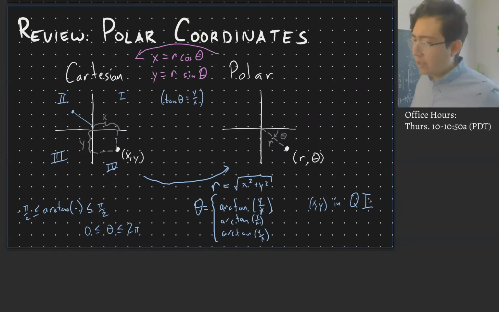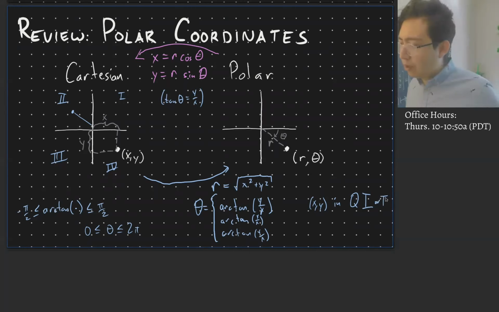Okay, so that just reminds me. This is in quadrant 1 or quadrant 4. Okay, this arctan, just leave it as arctan. Leaving it as arctan will work, though this might give you the negative, but that's fine. It's still measuring this angle here.